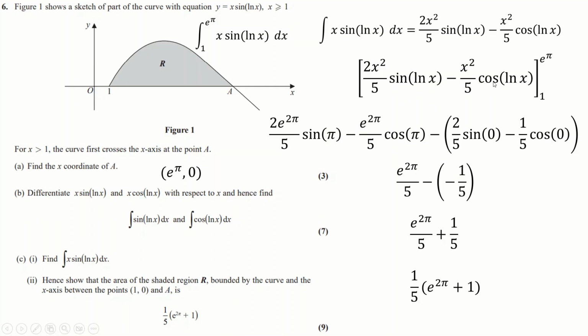into this. When you put in e to the pi, squared is just e to the 2 pi. And then when you put in 1, log of 1 is 0. And I should have mentioned log of e to the pi is just pi, so that's where those came from. Log of 1 is 0, and so we get sine of 0, cos of 0. Now, sine of 0 immediately goes away, and cos of 0 is 1, so it's minus a fifth, which is plus a fifth. This minus this is just one lot of that, and we can factorize it to the fifth, and we get this, and that's our final answer.